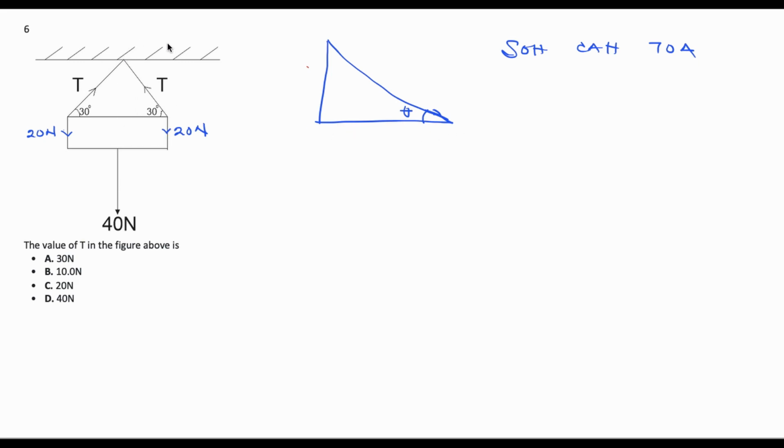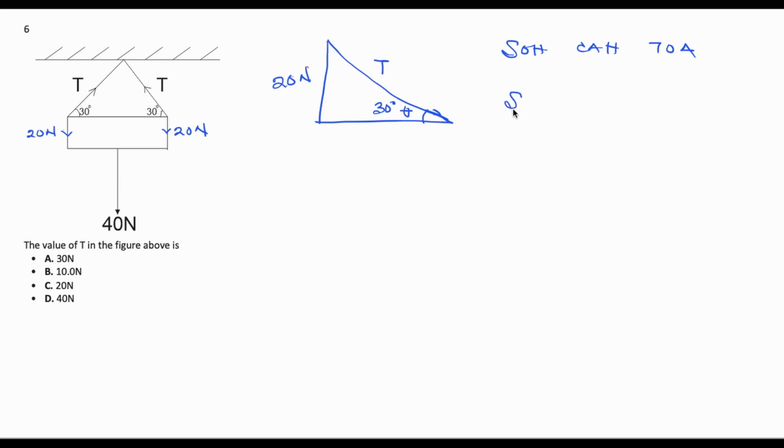Now let's take half of this structure here. Now 20 newtons here is a vertical force, so this is going to represent the vertical side of our triangle, which is 20 newtons. This angle of 30 degrees is going to be our theta. The force we are looking for, which is T, is the inclined one, which is going to represent the hypotenuse of our triangle. So T is here.